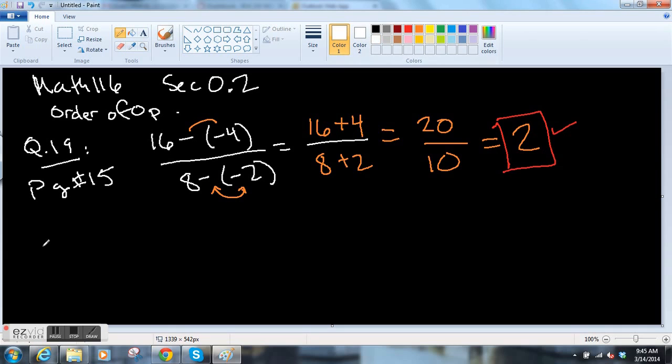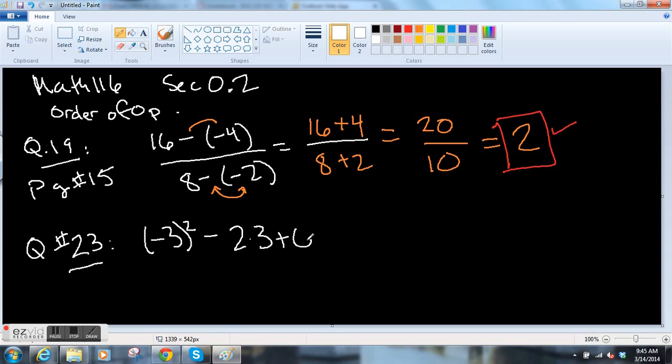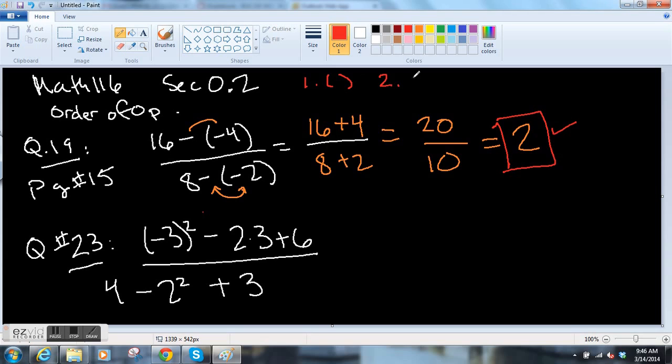And then next one, question number 23. Let's see if I can do this on this same paint page. 23 says negative 3 squared minus 2 times 3 plus 6, all divided by 4 minus 2 squared plus 3. So with the order of operations, you have to do the, let's see, I wrote it down. What do they call it? 1 is the parentheses. Second one is powers, such as squared. Third one is multiply and divide. And the fourth step is you add, subtract.